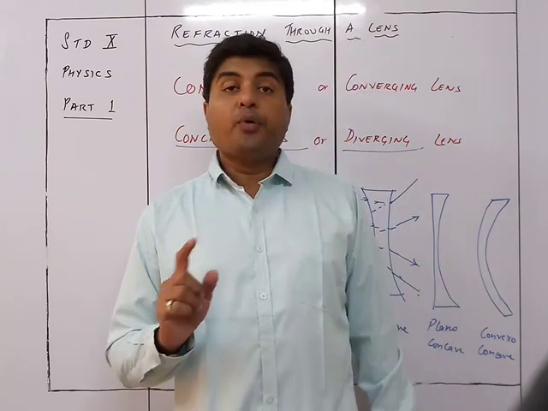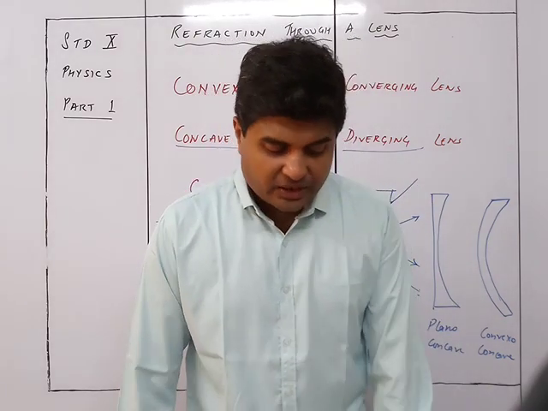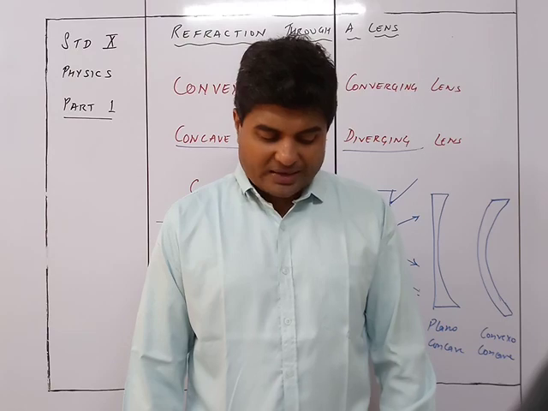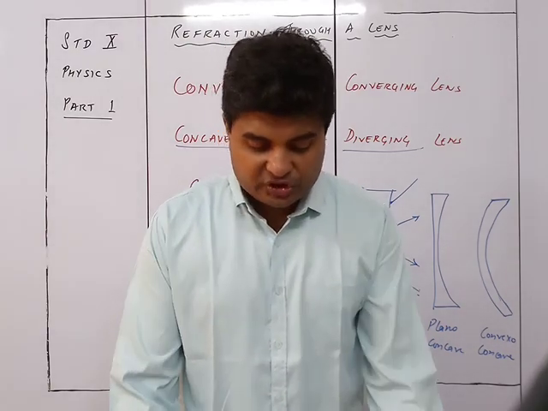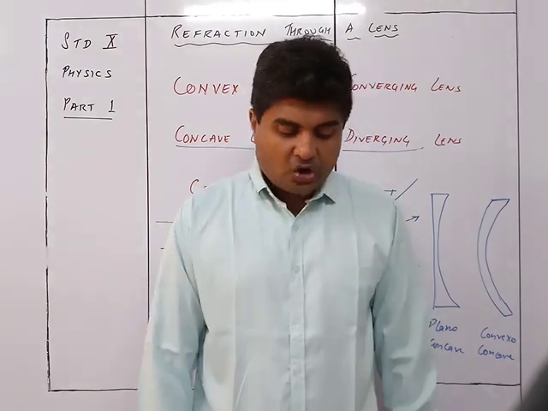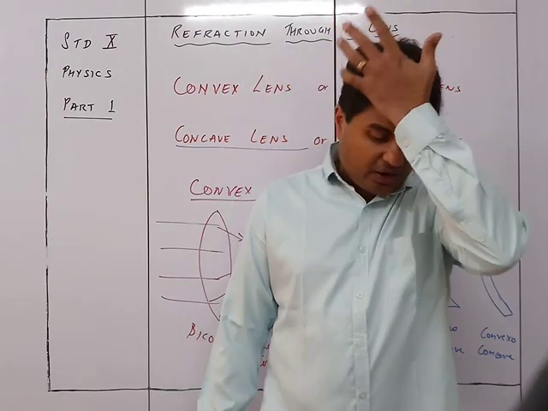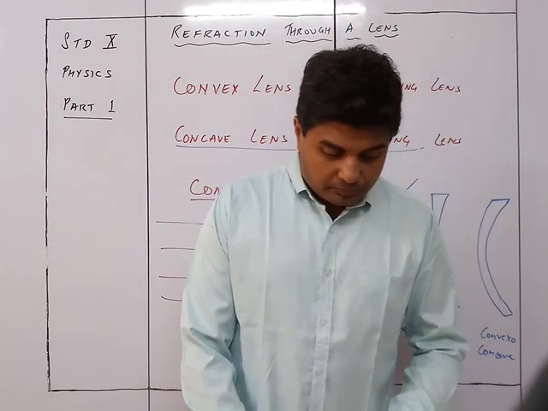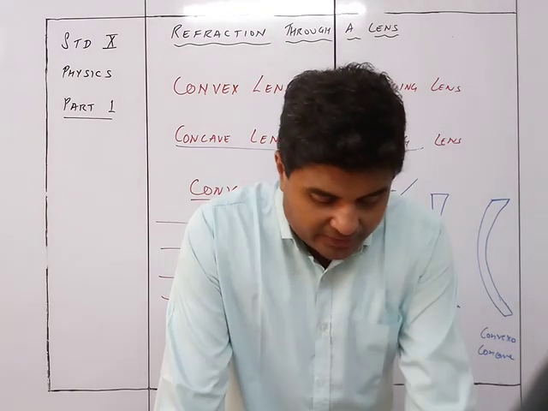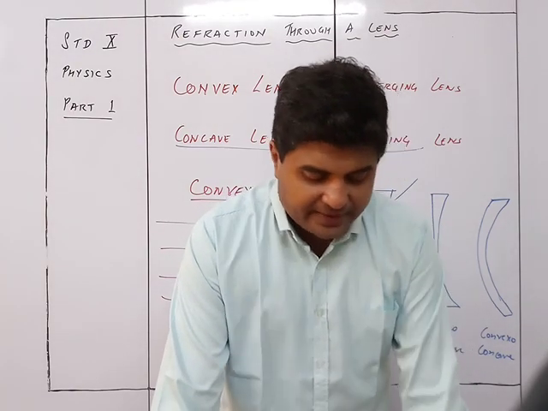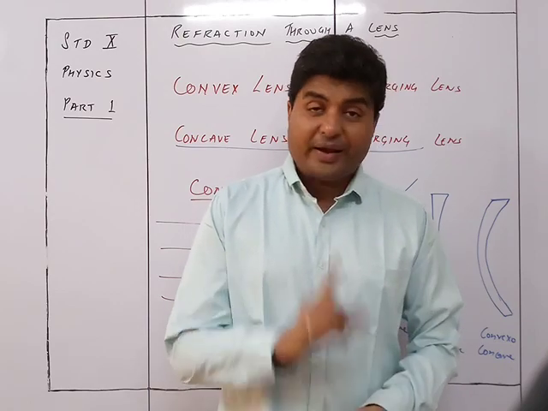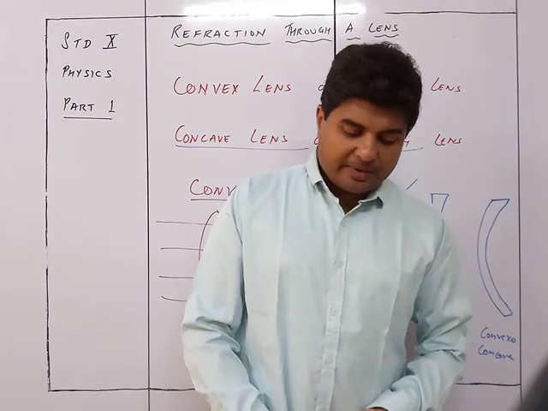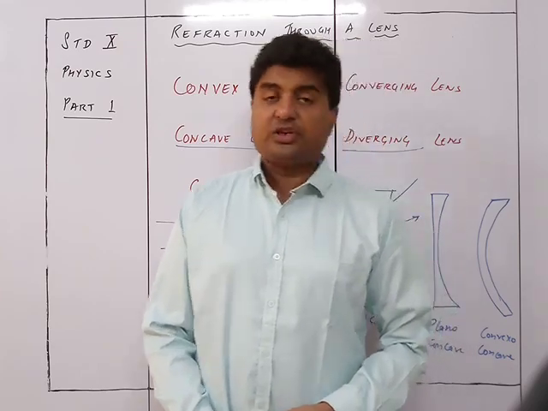So note, both the concavo-convex and the convexo-concave lenses have one surface convex and the other surface concave, but they differ in their shape and action. A concavo-convex lens is thicker in the middle and has a converging action on the light beam, while the convexo-concave is thinner in the middle and has a diverging action on the light beam.